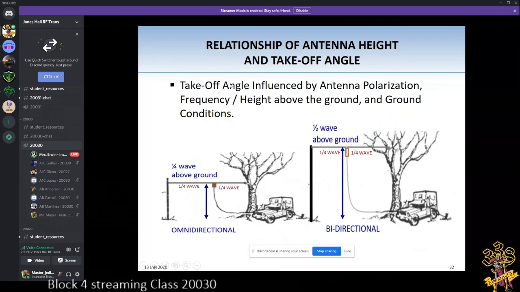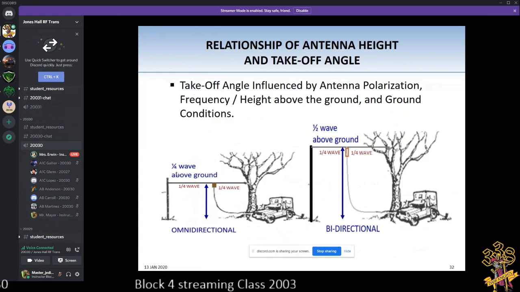Takeoff angle is influenced by antenna polarization, frequency, height above the ground, and the ground conditions. So here I have a horizontal dipole antenna. It's omnidirectional, so that tells me that it's less than a half wave above the ground. It's a quarter wave above the ground.